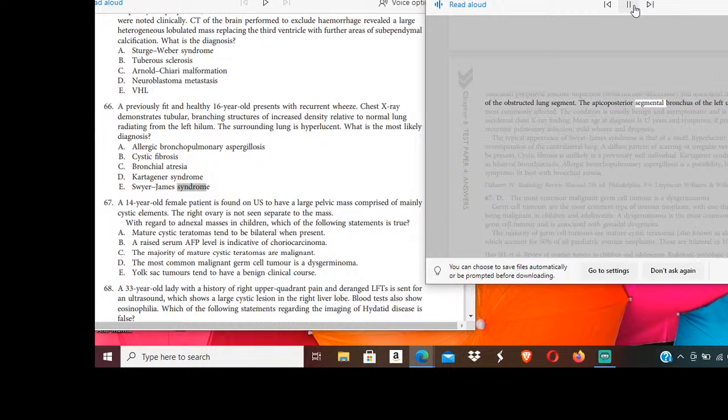The apico-posterior segmental bronchus of the left upper lobe is most commonly affected. The condition is usually benign and asymptomatic and is often an incidental chest X-ray finding. Mean age at diagnosis is 17 years and symptoms, if present, include recurrent pulmonary infection, mild wheeze and dyspnea. The typical appearance of Swyer-James syndrome is that of a small, hyperlucent lung with overexpansion of the contralateral lung.